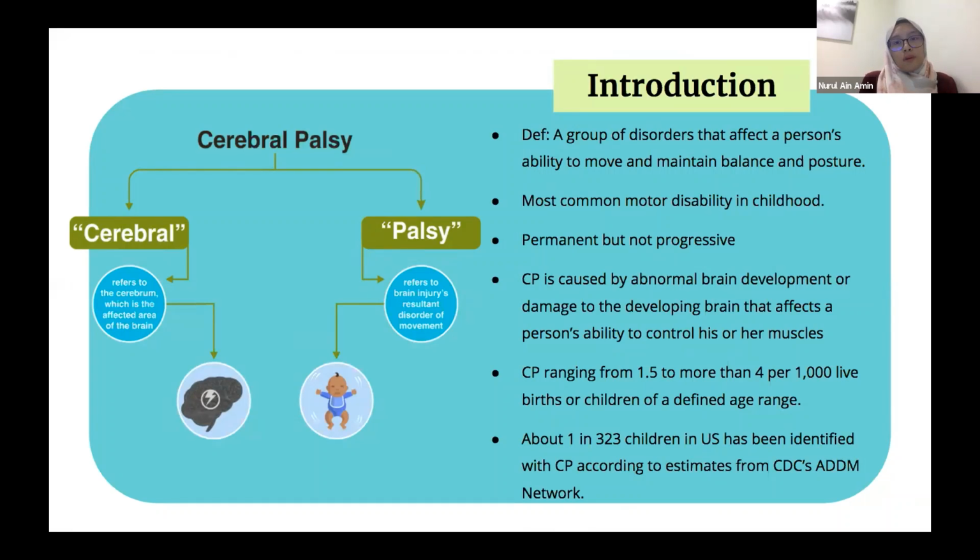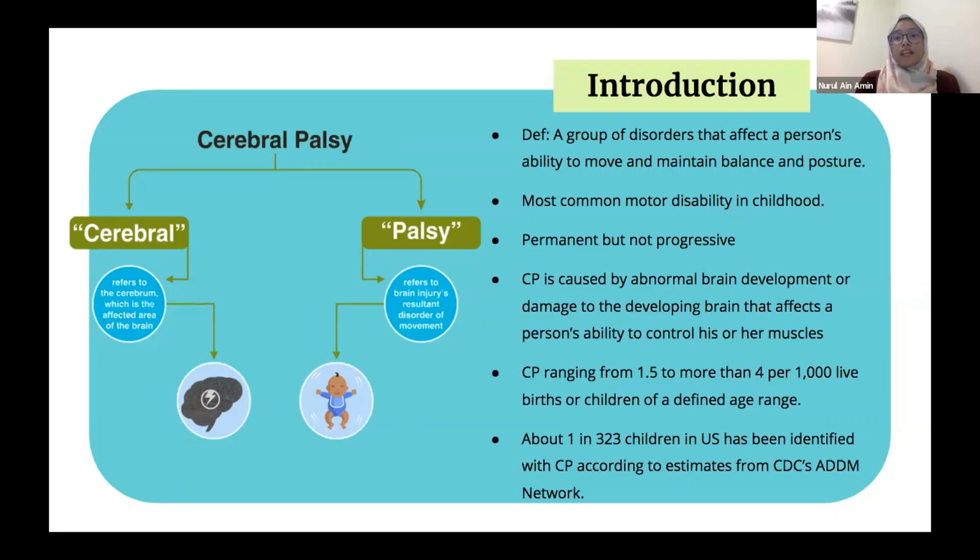So what is cerebral palsy? It's a group of disorders that affect a person's ability to move and maintain balance and posture. It's usually due to a non-progressive lesion on the motor pathway in the developing brain of infants. It is actually the most common motor disability in childhood. It is also known as a static disorder. What does that mean? It is permanent, but the disorder itself is not progressive. CP is usually caused by abnormal brain development or damage to the developing brain that affects the person's ability to control his or her muscles.